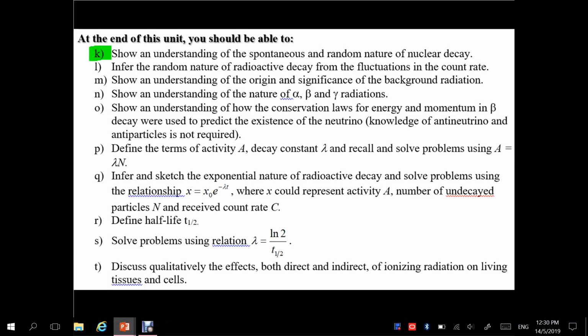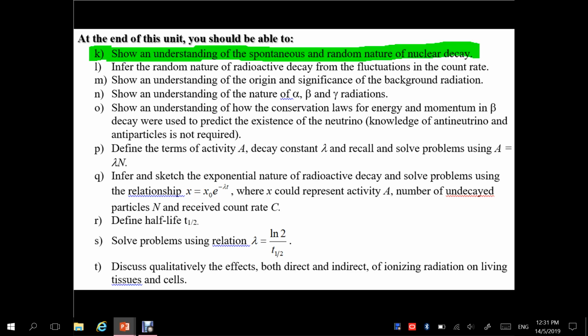Radioactivity Lecture 2. So at the end of last lecture, we talked about the learning outcome K. The learning outcome for this chapter will not start with A because radioactivity is part 2 of nuclear physics 1. So we continue from there.